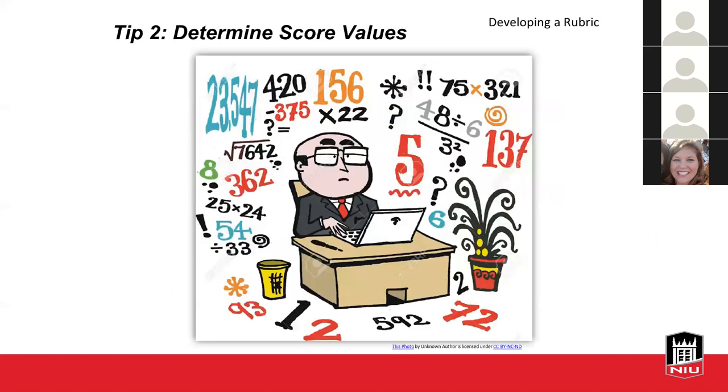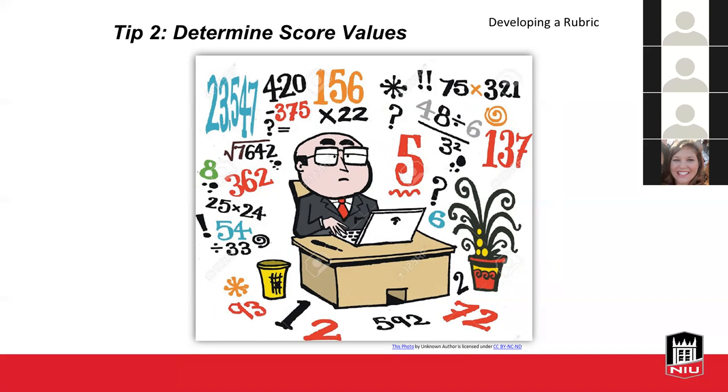Determine scores and values. So you want to identify the maximum number of points for achieving the highest level of quality. And then you want to assign a number to each of the lower levels. So try to be somewhat consistent. I think the standard grading scale would be 90 to 100 is an A, right? 80 to 89 is a B. And the nice thing about those numbers is that it's an even range of points for each grade. So you might want to do that with your rubrics too.